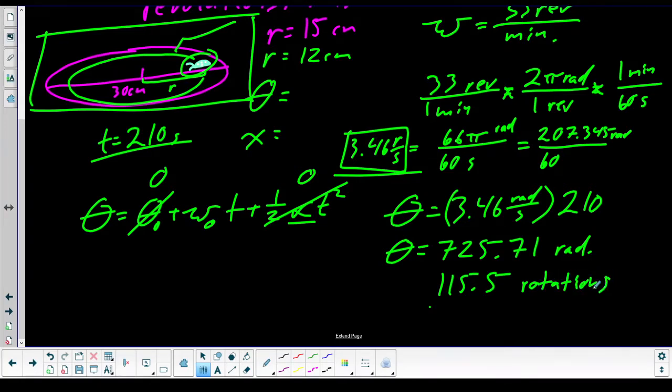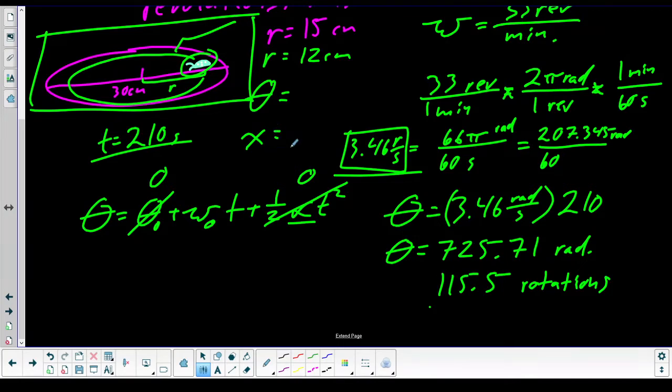Okay. Either one would be fine, of course. You could write it in radians, but I feel like a lot of students don't have a really good intuitive sense of how big a radian is. So usually rotations is a little more meaningful, but cool. So we're going to go around 115.5 times. This will be our angular displacement.